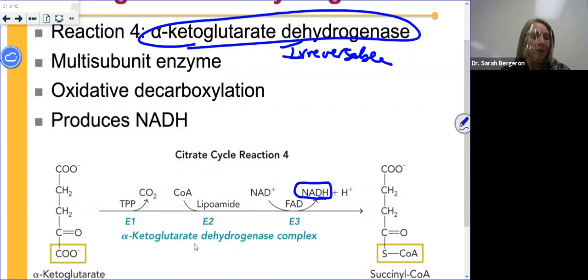Okay. All right. So we go from alpha ketoglutarate. Now we're at succinyl-CoA. Well, if this is a dehydrogenase reaction and it's E1, E2, E3, what's going to be in that complex? Coenzyme A, right? So when you see alpha ketoglutarate dehydrogenase, I want you to be thinking, oh, that's very similar to pyruvate dehydrogenase, but my substrate in this case is alpha ketoglutarate. It's in the name.